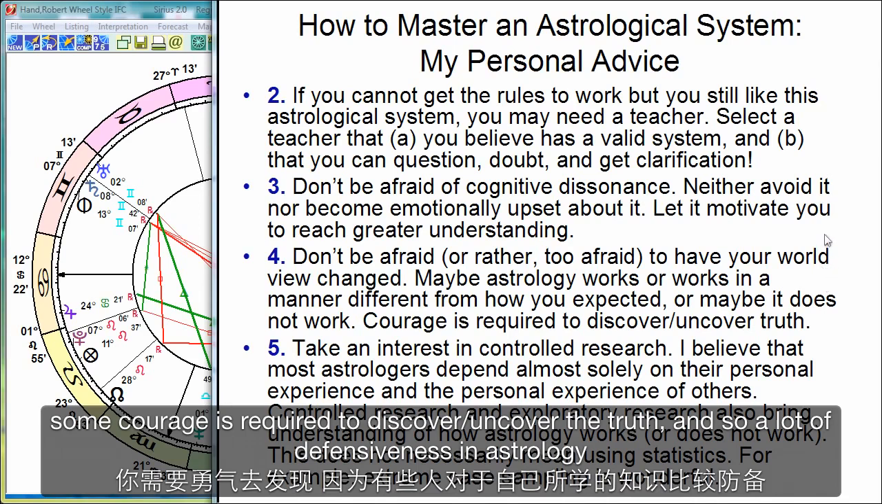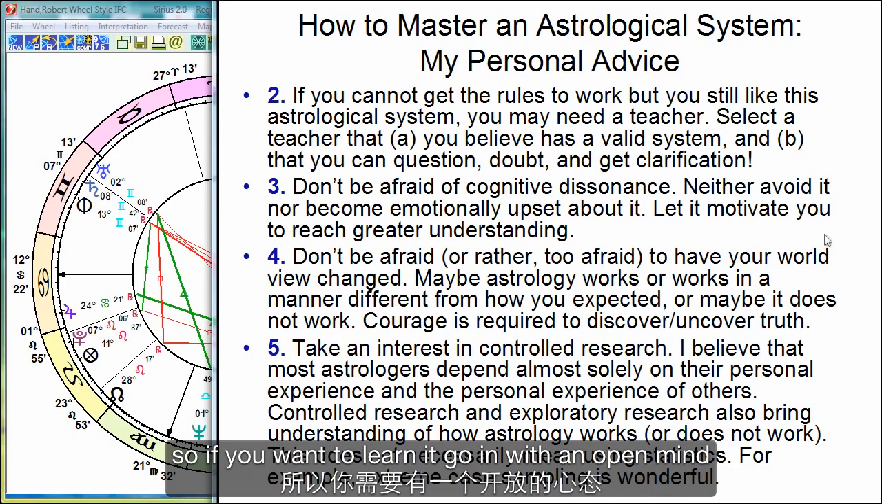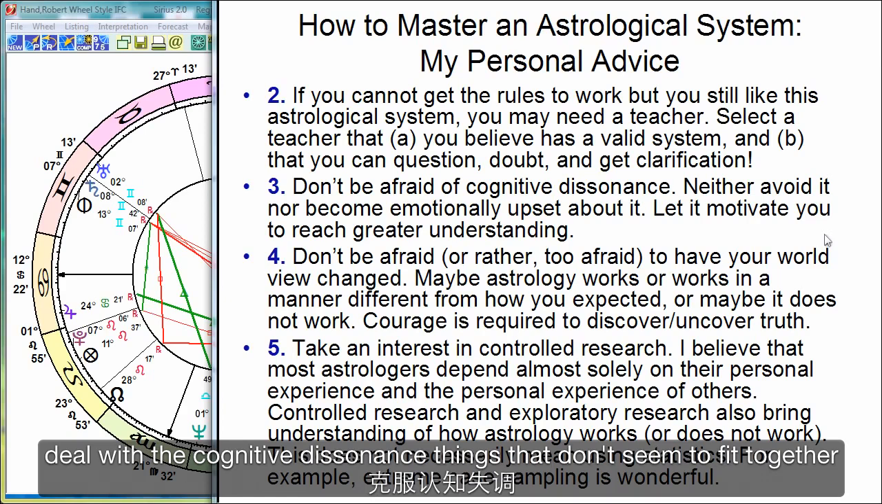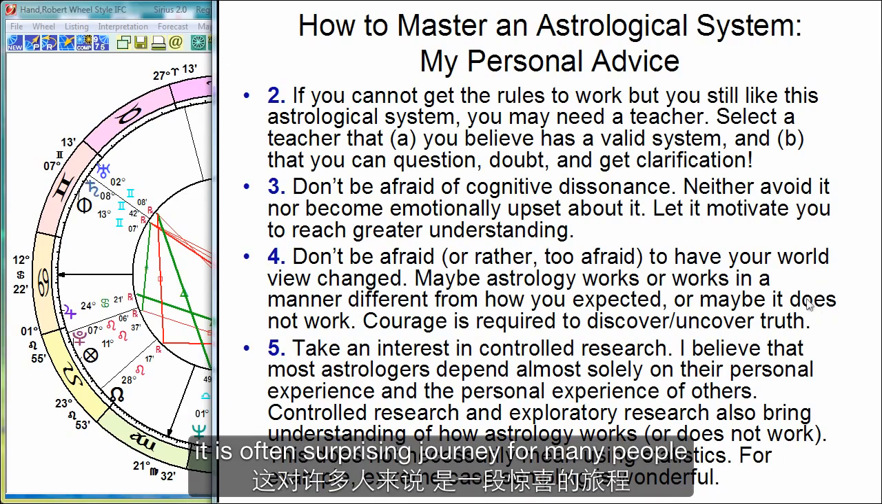There's a lot of defensiveness in astrology, both people that believe in it and people that are cynical of it. They have an a priori assumption. So if you want to learn it, go in with an open mind. Deal with the cognitive dissonance, things that don't seem to fit together. Try to sort through it and find out what it is. It's often a surprising journey for many people.